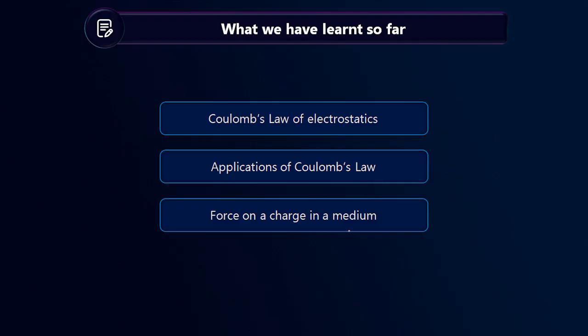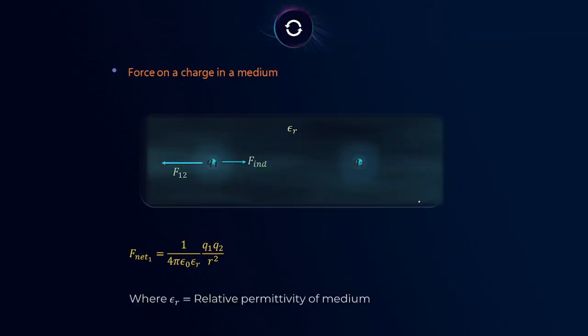In the last class, we had seen Coulomb's law of electrostatics, then application of Coulomb's law and force on a charge in a medium, right? When the medium is not vacuum or air, due to the relative permittivity of the medium, we can write the force acting between the two charged particles as 1 upon 4 pi epsilon naught, which was for vacuum, into epsilon r. What is epsilon r? The relative permittivity of the medium. So the force is 1 upon 4 pi epsilon naught epsilon r, q1 q2 by r square.